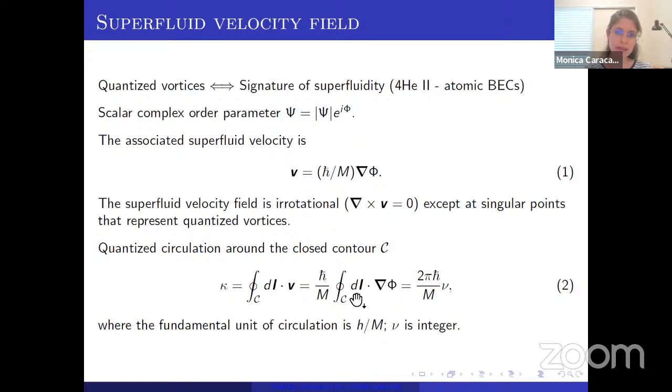So the phase has to be quantized, delta phi equal to an integer number of 2 pi, and then the circulation will also be quantized. The unit of circulation is the Planck constant divided by the atomic mass, and n here is the integer number, the quantized circulation.